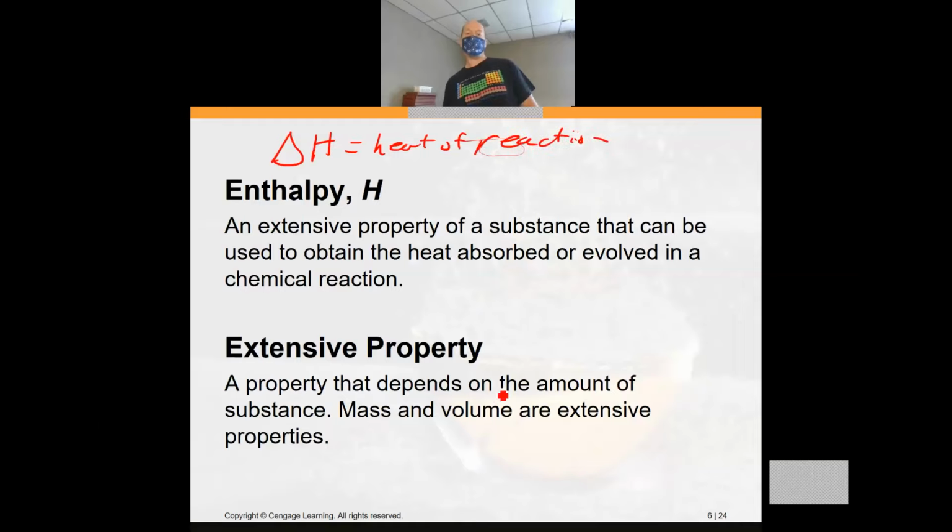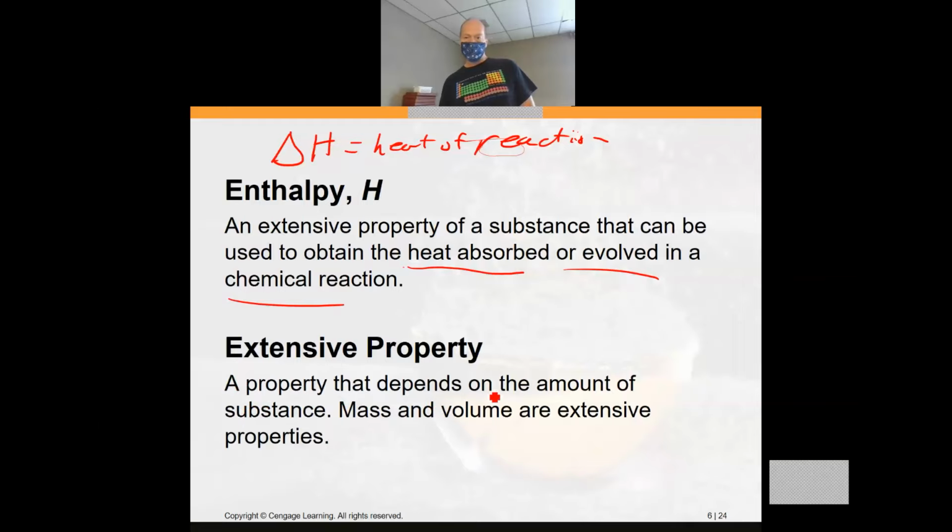All right, and so it is going to be negative if it's exothermic. It is going to be positive if it is endothermic. All right, and so this is going to be used to obtain the heat absorbed or evolved in a chemical reaction, because it is per mole. You have your balanced chemical reaction, you have your mole ratio. We can find out exactly how much heat is going to be released or evolved in a given reaction, given an amount of reactant used.